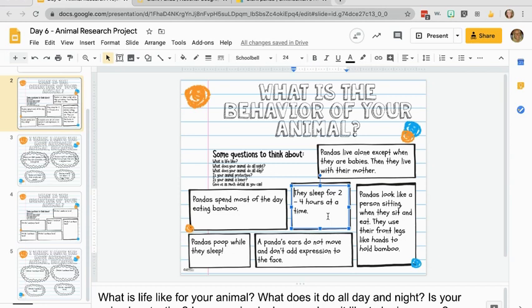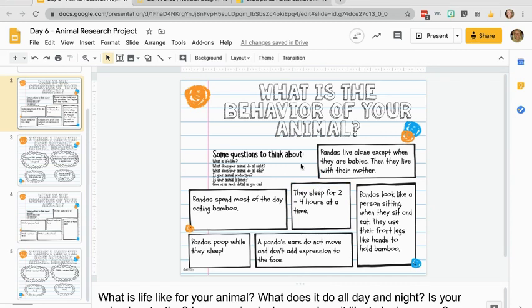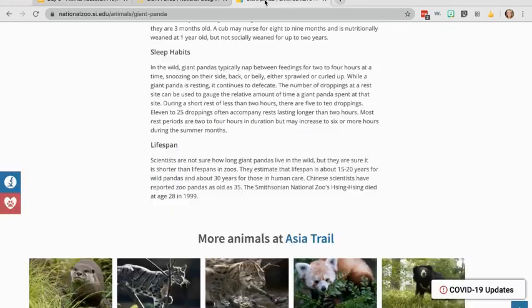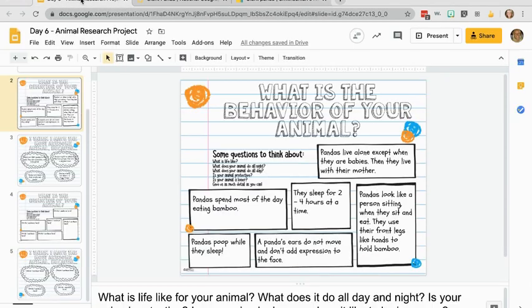So I'm going to type in, they sleep for 2 to 4 hours at a time. Notice I have an uppercase letter at the beginning of my sentence as well as punctuation at the end of my sentence. When I'm done typing my sentence, I'm going to click outside the text box to make sure it stays in place. Okay, now I'm going to go back to my website and keep reading. While a giant panda is resting, it continues to defecate. Oh my goodness, defecate means to poop. That's super interesting. Pandas still poop when they're sleeping. That is definitely something unique to pandas. So I'm going to put that on my slides too.